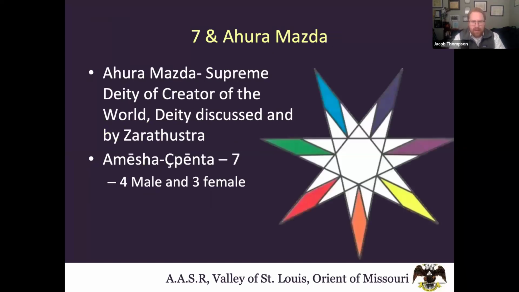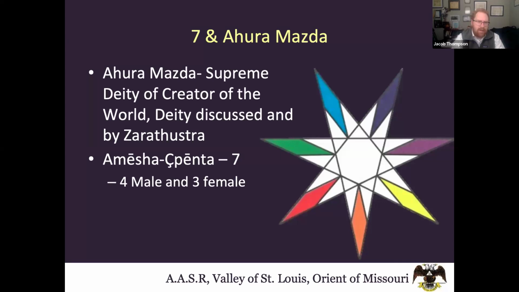Now, specifically, Pike is going to dial in on Ahura Mazda and the Amesha Spentas. The Amesha Spentas are 7 in number, 4 male and 3 female. Ahura Mazda is the supreme deity or creator of the world. He's a deity discussed by Zarathustra or Zoroaster. And in this sense, Pike explores the 47th problem of Euclid, utilizing the Amesha Spentas or the bountiful immortals, and this idea that they emanated from the divine.